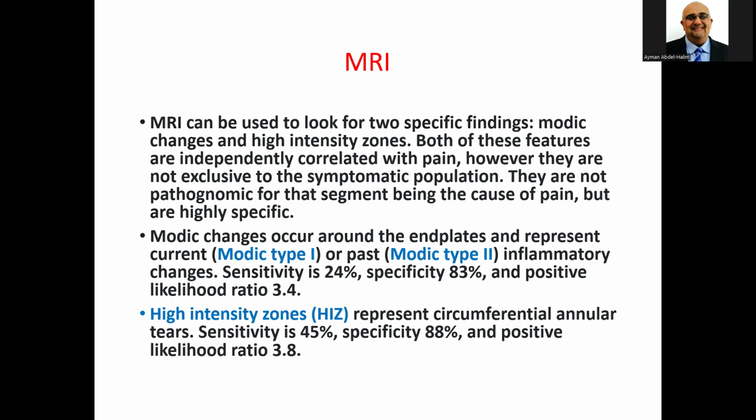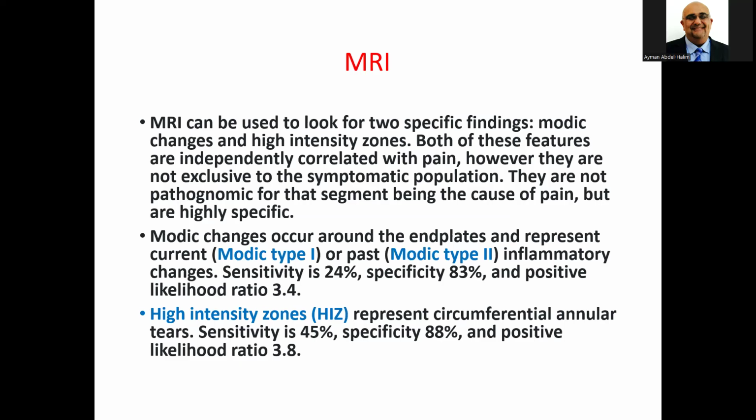MRI can be used to look for two specific findings: modic changes and high intensity zones. Remember these two, guys, modic and high intensity zones. Both of these features are independently correlated with pain. However, they are not exclusive to the symptomatic population. They are not pathognomonic for the segment being the cause of the pain, but are highly specific.